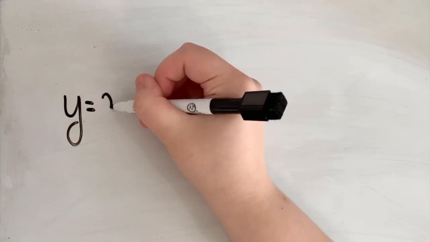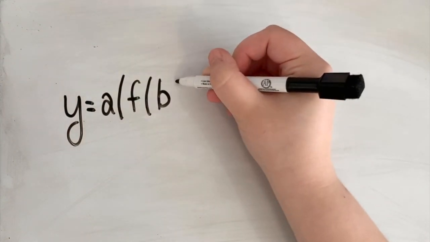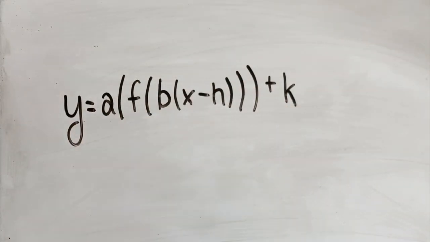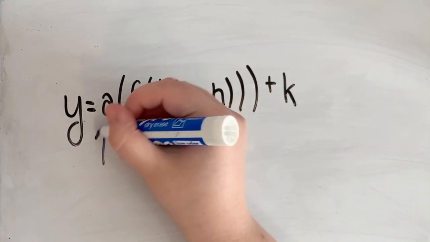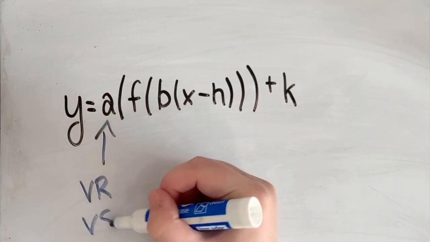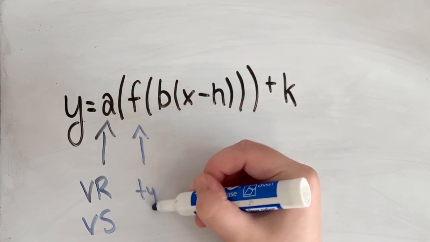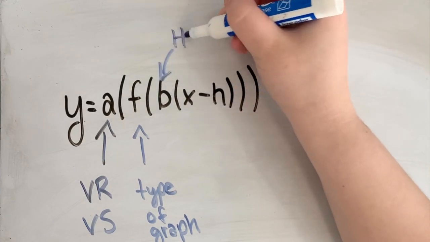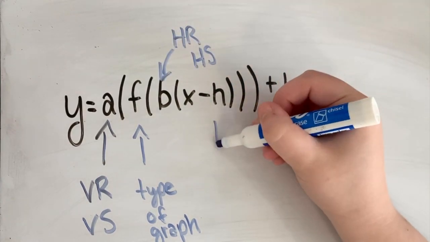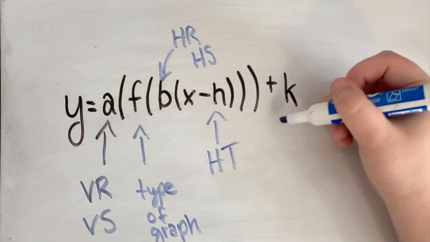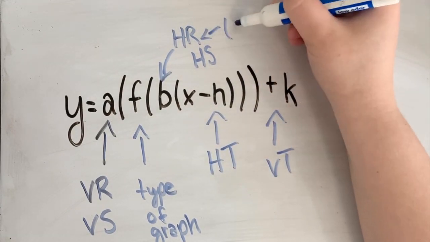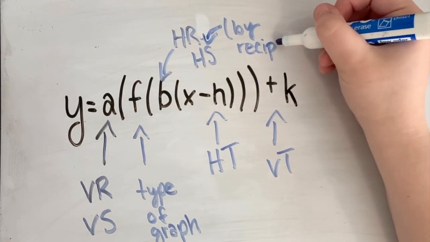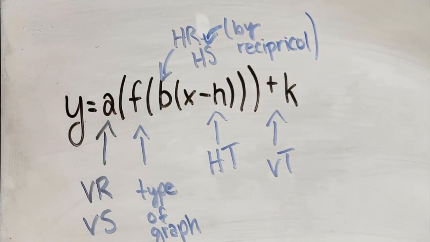Before you even start graphing functions, you have to understand the formula of a function and where all the transformations go and how to figure it out. So in this case, A is represented by the vertical reflection or the vertical stretch. F is the type of graph. B is the horizontal reflection or the horizontal stretch. H is the horizontal translation, and K is the vertical translation. And B, or the horizontal stretch, is by the reciprocal, so if it's 1 over 2, it's really 2, and if it's 2, it's really 1 over 2.